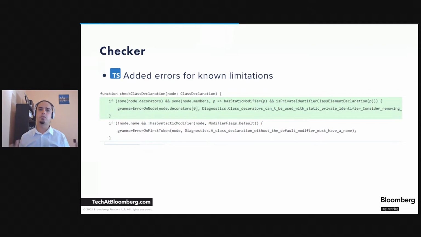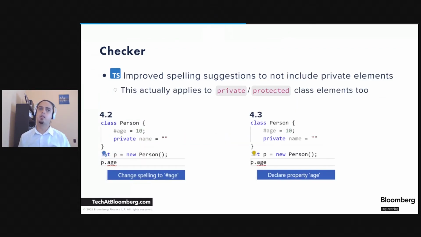This change was also not particularly complicated. We just took the class node. We saw if it had decorators, if it also had members that were static and private, then we issue this error.